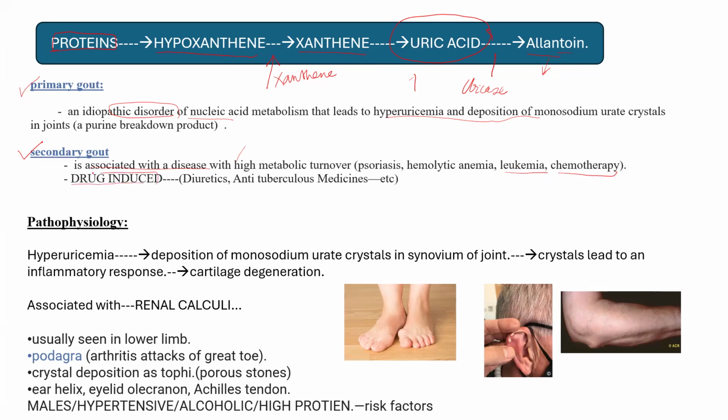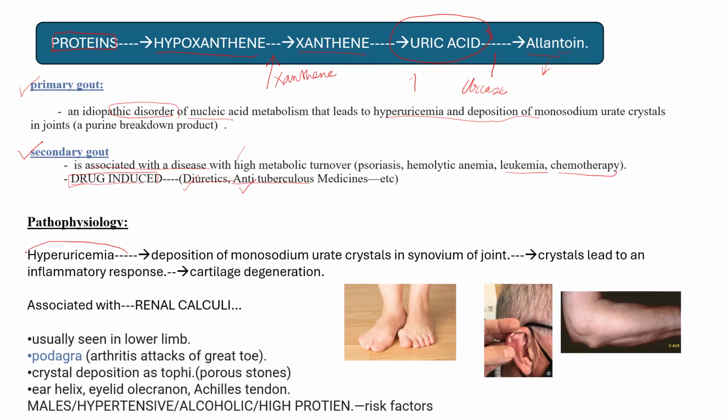There are a few drugs which increase the patient's risk of a gout attack. These drugs compete with the excretion of uric acid, so indirectly they increase the level of uric acid in the body, resulting in gout. These are diuretics, antitubercular medications, and many other medicines which cause drug-induced secondary hyperuricemia.